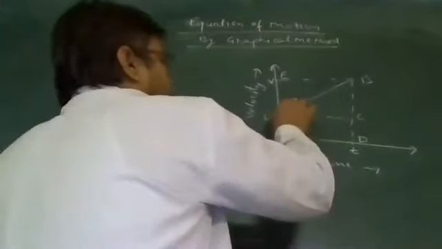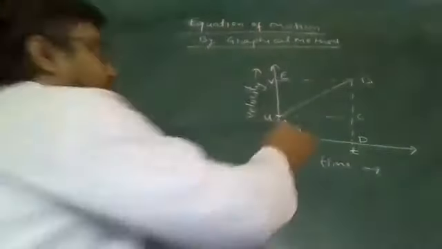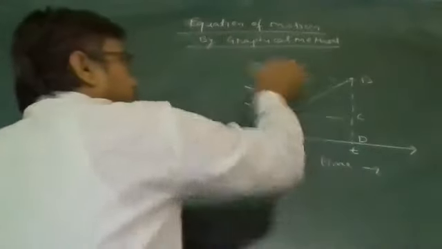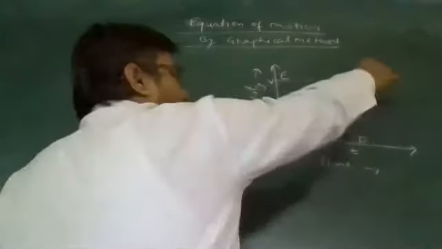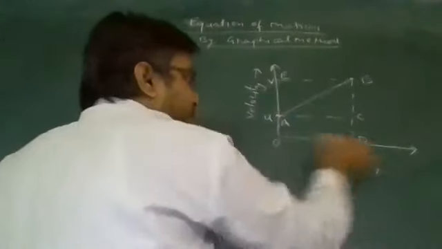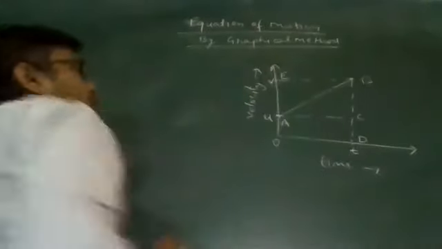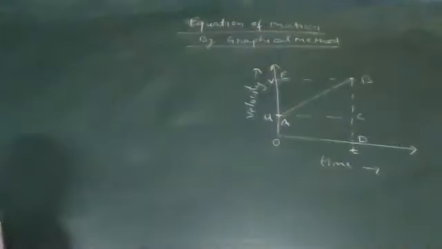See the graph carefully. The graph starts from point A, initial velocity u. The graph goes in uniformly accelerated motion up to point B. At point B, the velocity is v. From point B, there is a perpendicular drop. At point D, the time available is t, and the perpendicular drops at point E. So all these parameters are mentioned here.